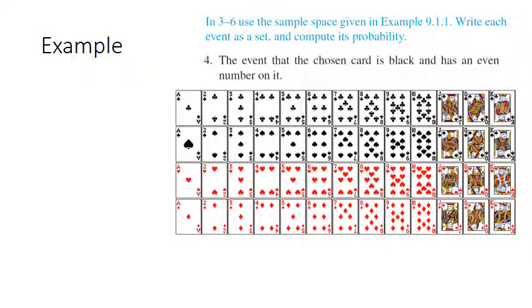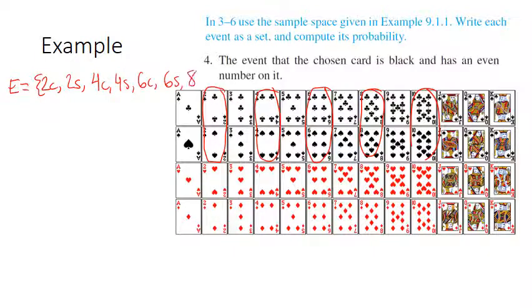For the first example, the event is the chosen card is black, and it has an even number on it. The black even numbered ones are going to be the 2 2s, the 2 4s, the 2 6s, the 2 8s, and the 2 10s. How can we write this? For the notation, we could do 2C for 2 of clubs, 2S for 2 of spades, and then 4C, 4S, 6C, 6S, 8C, 8S, and 10C, 10S.